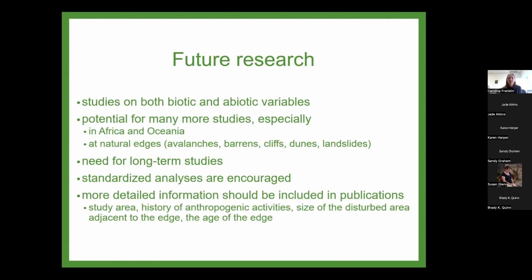So there's a lot of potential for future research. We definitely need studies on both biotic and abiotic variables to try to make those connections between the two. There's potential for many more studies globally, but especially in Africa and Oceania, and at natural edges. We saw that we're lacking a lot of data at natural forest edges. And there's a need for long-term studies, so repeated sampling would be encouraged to see how these forest edges are changing over time. And standardized analyses are encouraged.